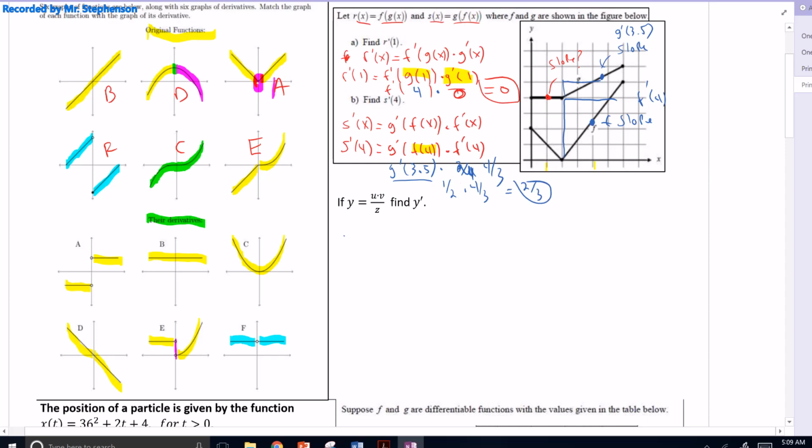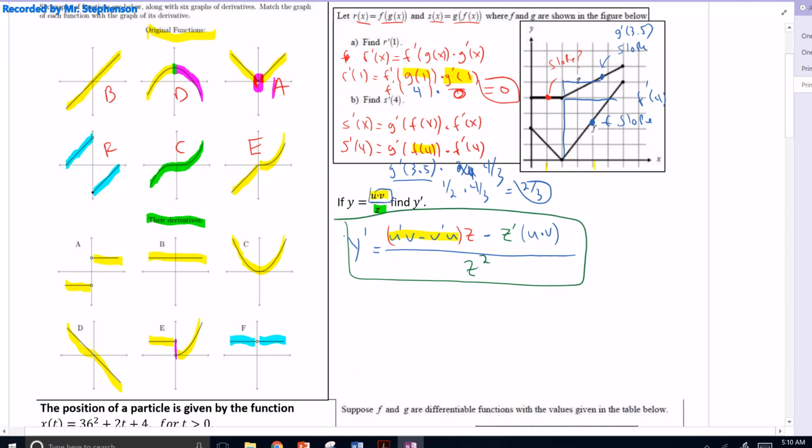Alright, for this next question, y prime is, we have to take the derivative of the top. To take the derivative of the top, we need to use product rule. So that's going to be u prime v minus v prime u. That's simply the derivative of the top, and then we have to multiply it by the bottom. And then we have to subtract the derivative of the bottom, which is going to be z prime times the top, all divided by the bottom squared. And there you go. Use that one. Okay, let's keep going.